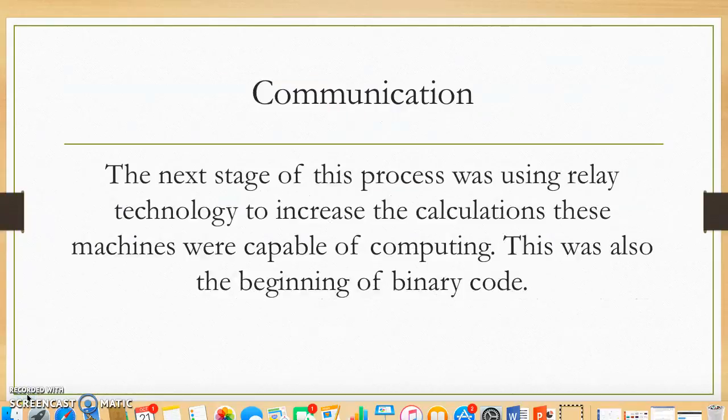If computation was the initial motivating factor in the development of computers, communication was a secondary motivation. The next stage of this process was using relay technology to increase the calculations these machines were capable of computing. This was also the beginning of binary code.